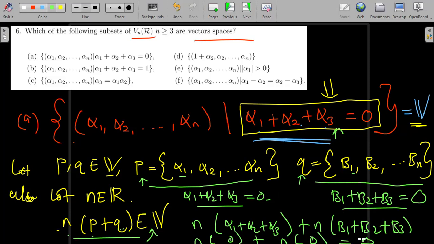And the 0 vector, at first we already proved that the 0 vector is a member of this set. So it means this answer here also is a member of this set. So since the 0 vector is a member of that set, and also n multiplied by p plus q is a member of this set, we would have proved the 3 properties that we need to do in order to test if something is a vector space or not. So we're going to conclude that yes, this one on A is indeed a vector space.